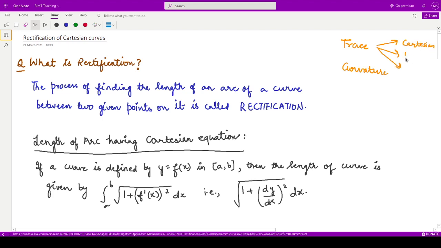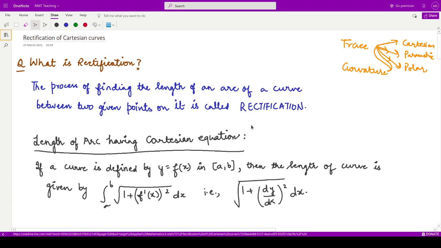parametric curves, and Ma'am, yes, you haven't sent the slides yesterday. Yes, I will share them very soon.